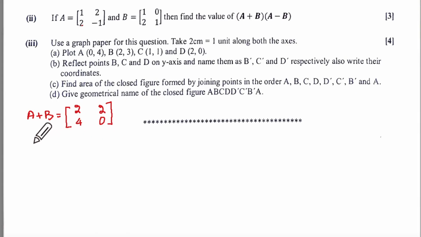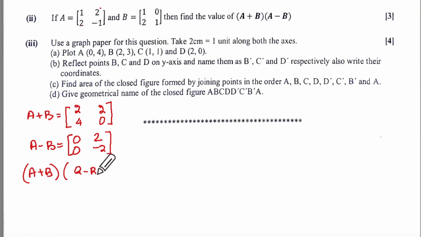Then I have to take A minus B. So this minus this is 0. This minus this is 2. This minus this is 0. This minus this is minus 2. Then you have to multiply this. What is it? A plus B into A minus B. Okay, that will be equal to the matrix 2 2 4 0, and here it will be 0 2 0 minus 2.